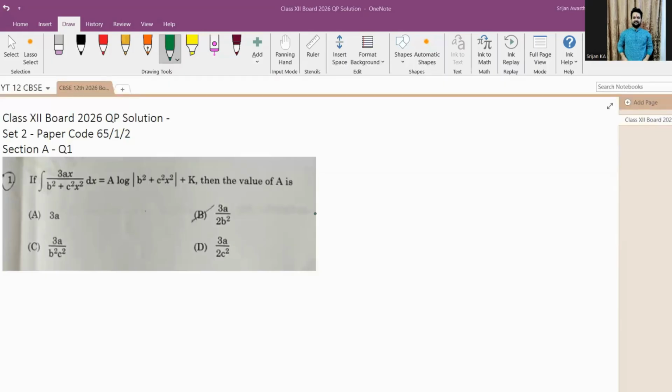Hey guys, so we had this class 12 board exam today. I have got the paper code 6512 with myself and we'll be solving those questions. So question 1, fairly simple. If you know substitution method, this can be solved right there.